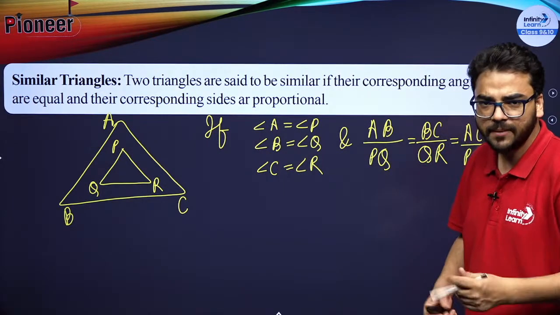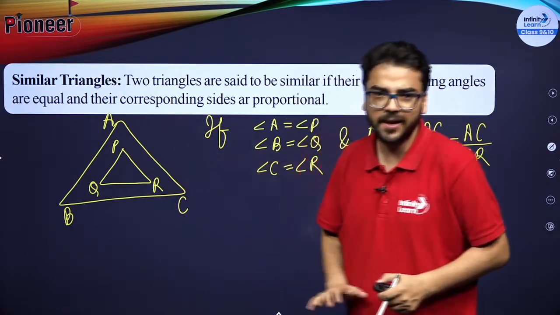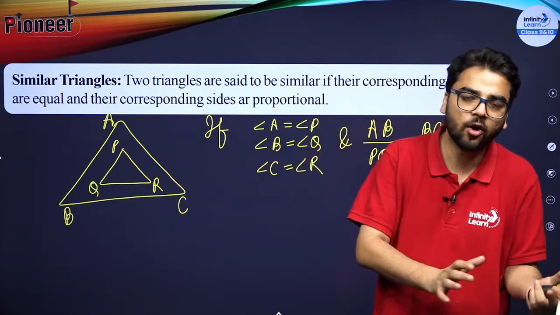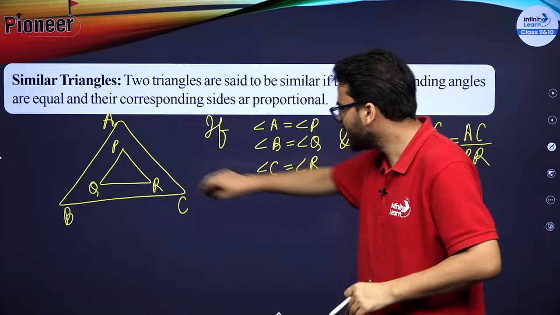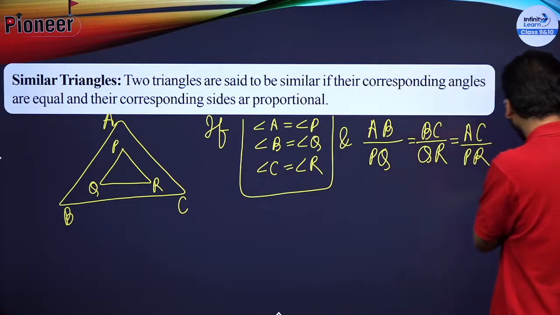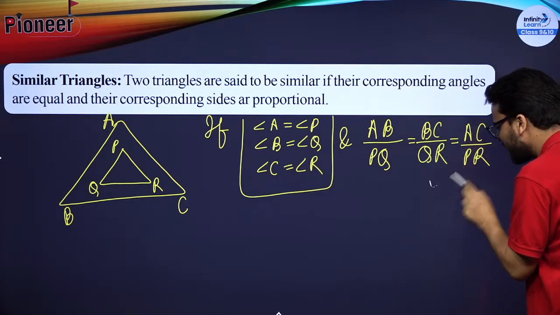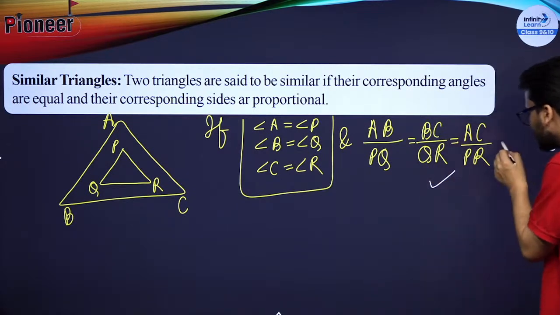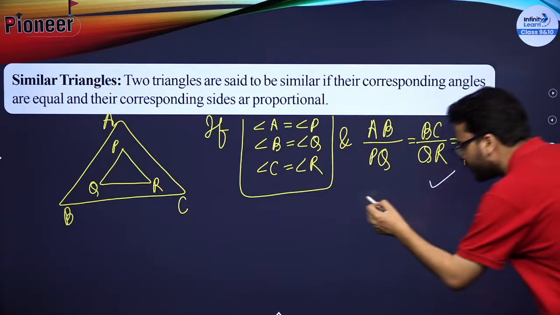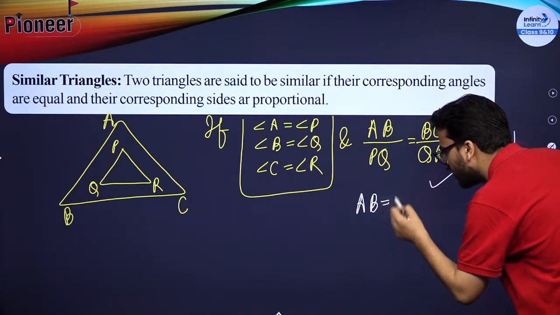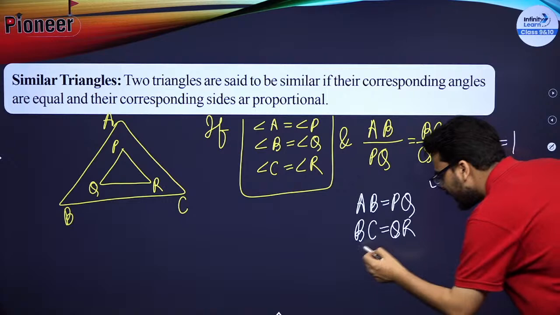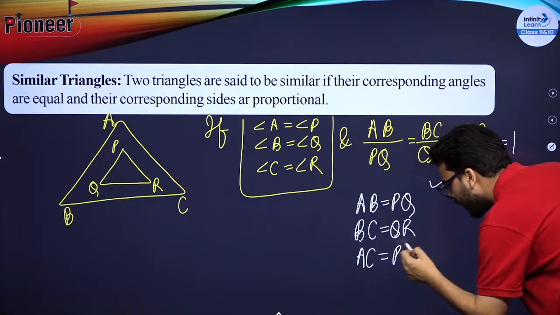Again I'm repeating, two figures are similar if they look like each other. They are of the same shape. Sizes can or cannot be different. Suppose in this case, corresponding angles are equal and the ratio of corresponding sides are equal, and suppose this ratio is equal to 1. So what will happen? You will see that AB is equal to PQ, BC is equal to QR, AC is equal to PR, correct?